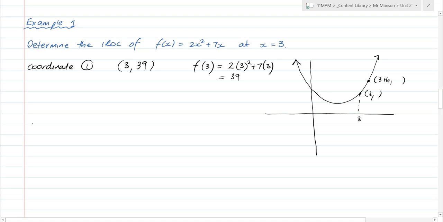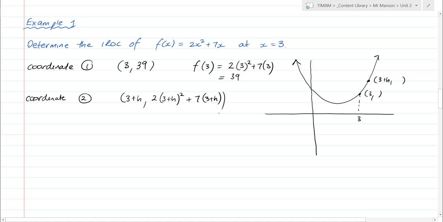That's our first coordinate. Our second coordinate is harder and easier at the same time. It's not just 3, it's 3 plus h, and the y value is 2 times (3 plus h) squared plus 7 times (3 plus h).